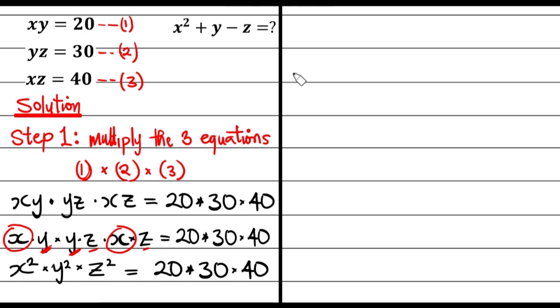However, I'm going to proceed to step number 2, which states that I'm going to use an index rule. And what does the rule say? If I have a times b times c, put in parentheses and all raised to the same power m, then this is going to be equal to abc, all in parentheses, raised to the power of m.